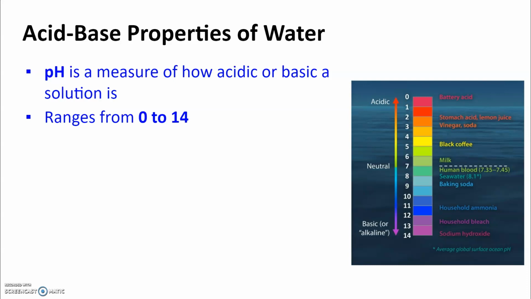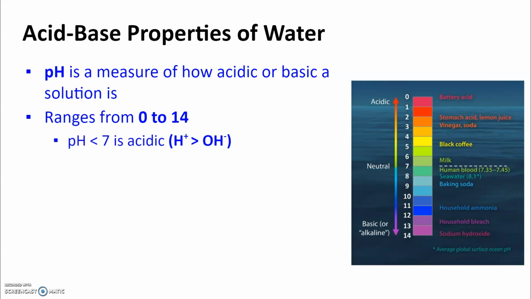Closer to neutral land, we have milk and human blood. Seawater is usually a little bit basic, around 8.1. And then as you start to get into like household cleaners, like ammonia or bleach, those are very basic. And so those are down in the like 11 to 13 range. So that gives you maybe a little bit of an idea about how this pH scale works.